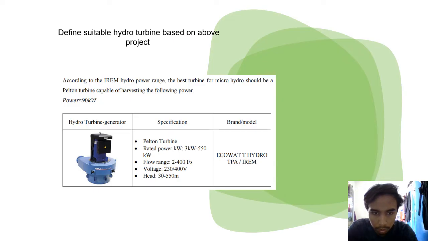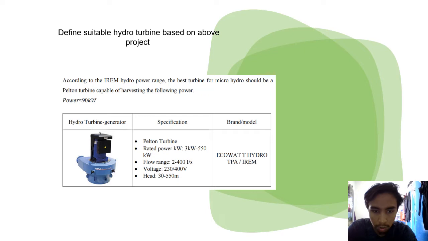For our project, we decided to choose the Pelton turbine. According to the REM hydropower range, the best turbine for micro hydro should be a Pelton turbine. It is capable of harvesting about 90 kilowatts of power. So this is the specification for the Pelton turbine.